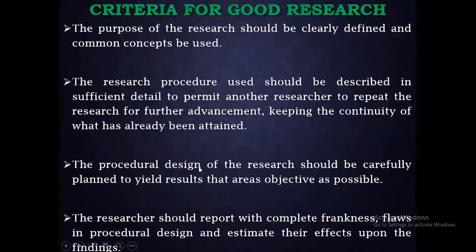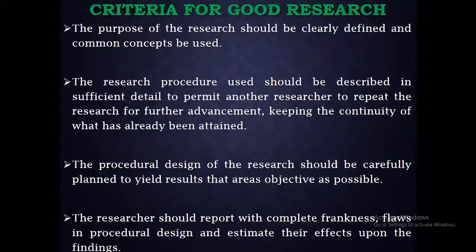Now the criteria of good research. Means how you can say that yeah, this is good research, the researcher is doing good research. The first is the purpose of the research should be clearly defined and common concepts be used. Means before starting the research, the researcher should clearly define his objective. What are the things I want to do? This is my objective, and I want to achieve this objective within this 5-year or 4-year time period. Objective must be clear.